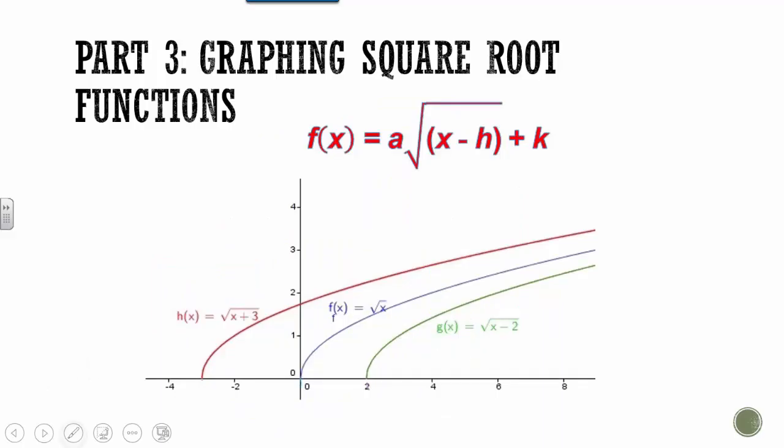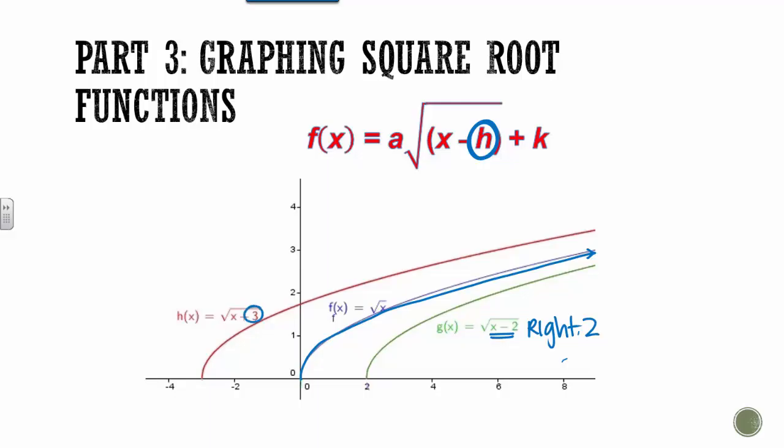If we move to this slide, we can see that here. This is affecting our h. Remember, this is our parent function, the one right here. If I have x minus 2 here, that moved it right 2 spaces. So everything just moved over 2, and we made it there. If it's x plus 3, remember h is a negative, so I'm going to move left 3 spaces. So if I gave you something like y equals the square root of x plus 4, you should be able to tell me that that moves it left 4 spaces.